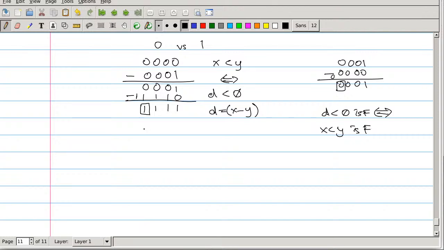Now let's try something else. Let's try this: minus 1, 1, 1, 1. Basically redoing the same math as last time. 0 minus 1 is a 1 with a borrow of 1. 1 minus 0 is a 1.